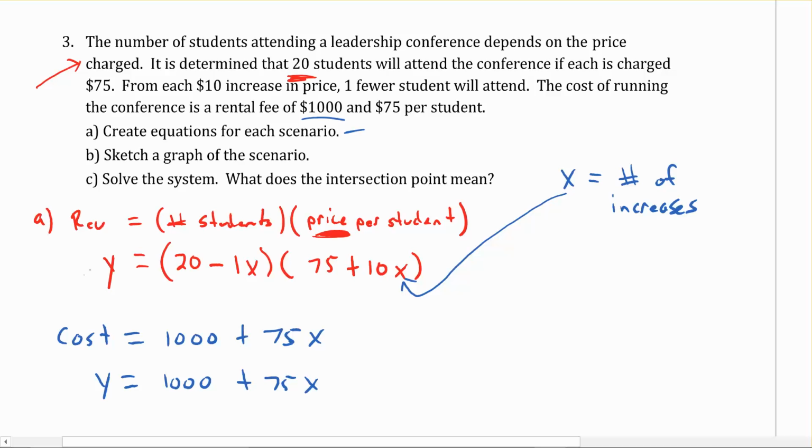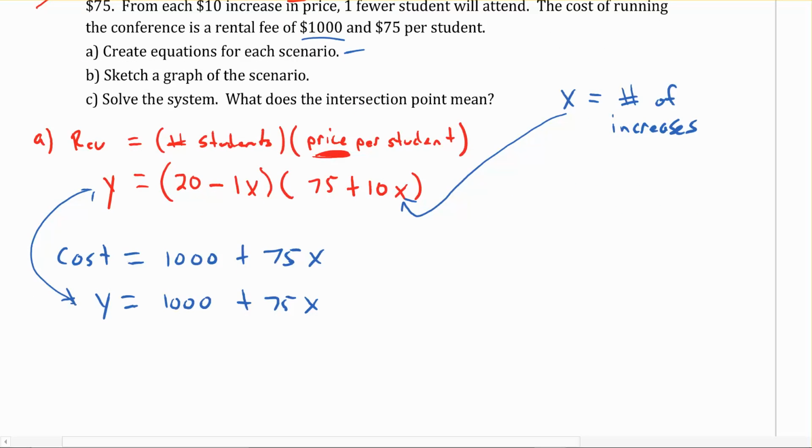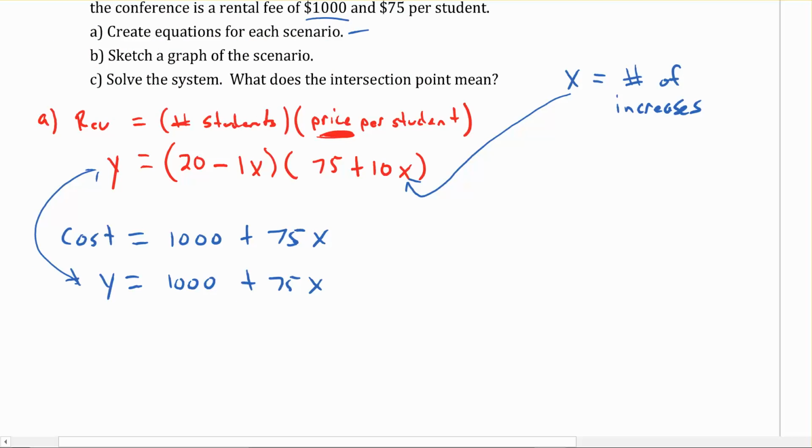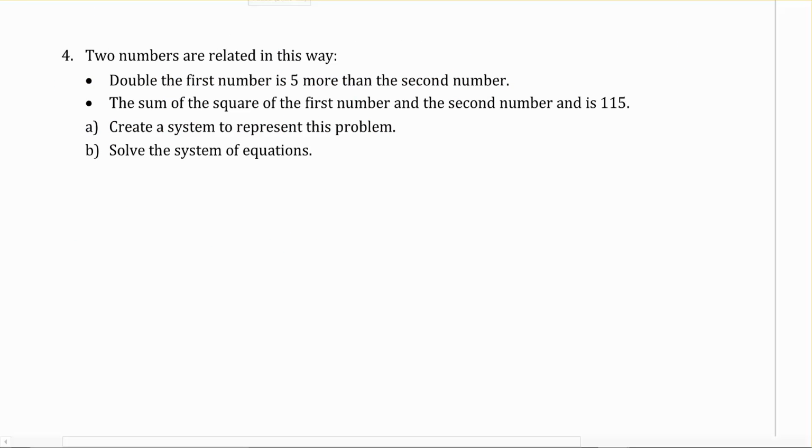So now we've got two equations. We've got a system of equations. You can figure out where they intersect. I'll let you guys use whatever method you like from the last topic. All right, I'll help you set this one up too.